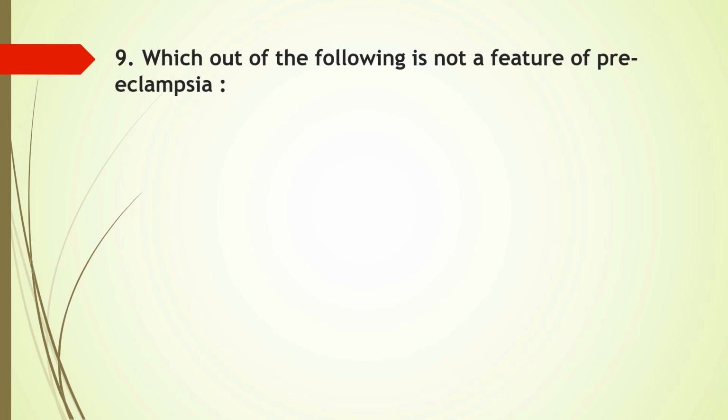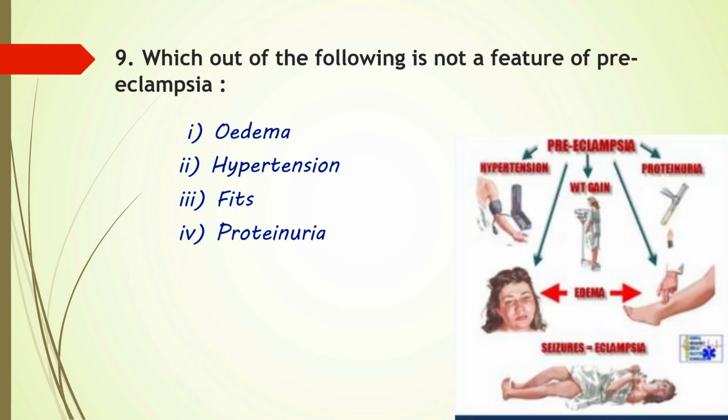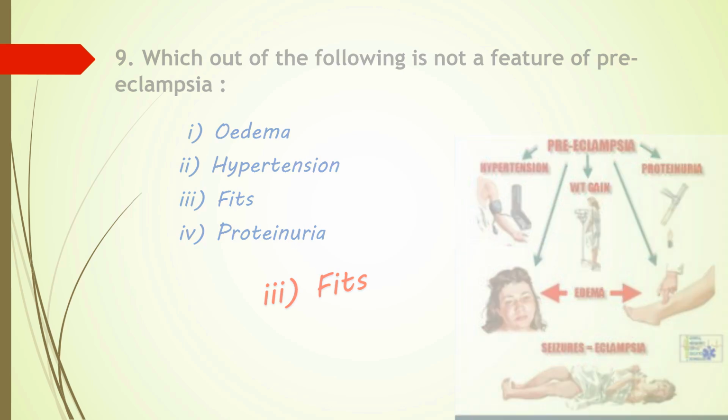Question number 9, which out of the following is not a feature of preeclampsia? Options are edema, hypertension, fits, or option 4 proteinuria. Preeclampsia is a serious pregnancy-related disorder occurring after 20 weeks, characterized by the presence of edema, high blood pressure that is more than 140 by 90 mm of Hg, and protein in the urine. But fit or seizure will be associated with eclampsia. So here option 3 is the correct answer.